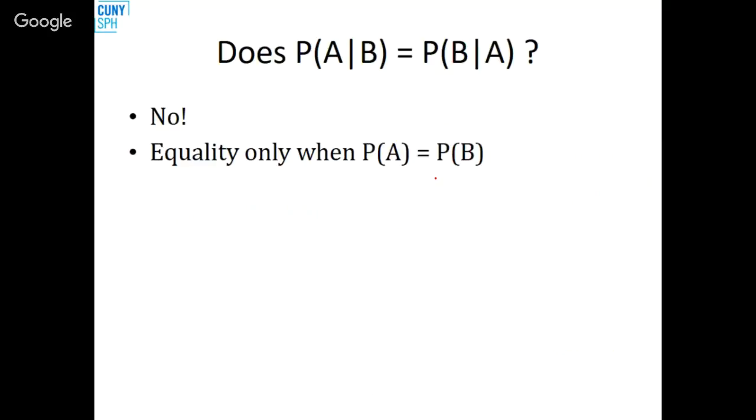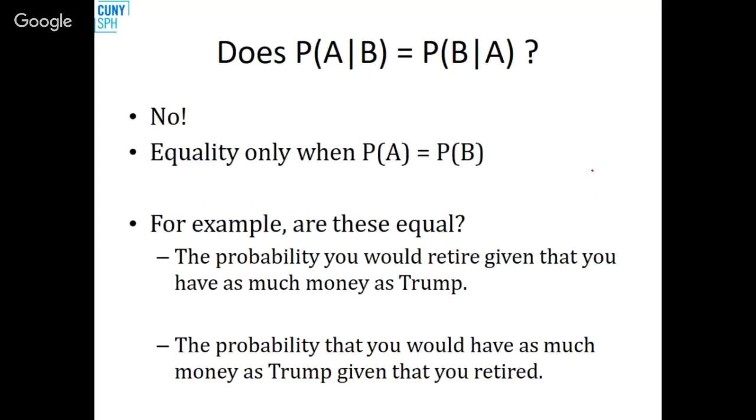There's a narrow set of instances where they might be equal. But just to give you an example, what's the probability that you would retire given that you have as much money as Trump, versus the probability that you would have as much money as Trump given that you retired? They're not the same thing at all, and they're just different things.